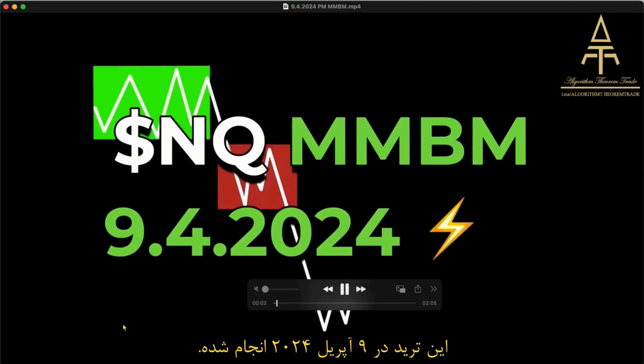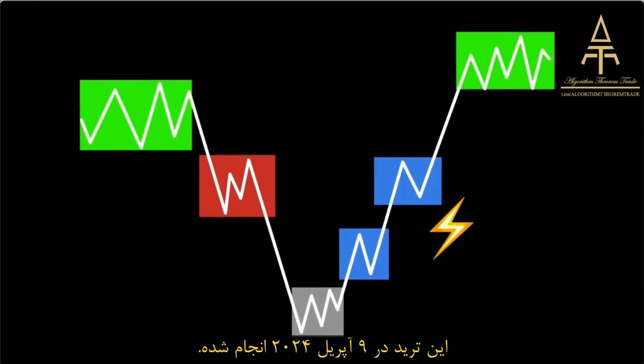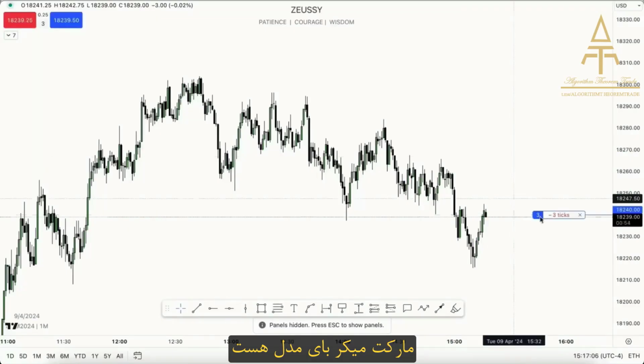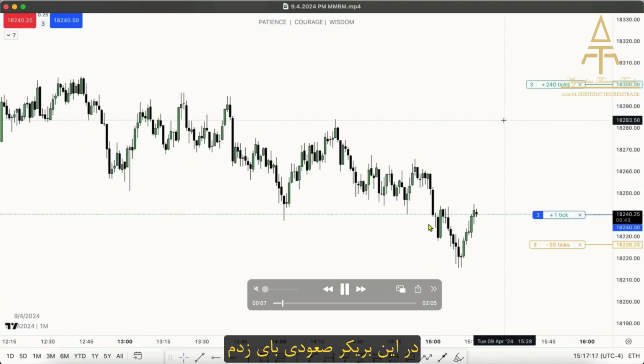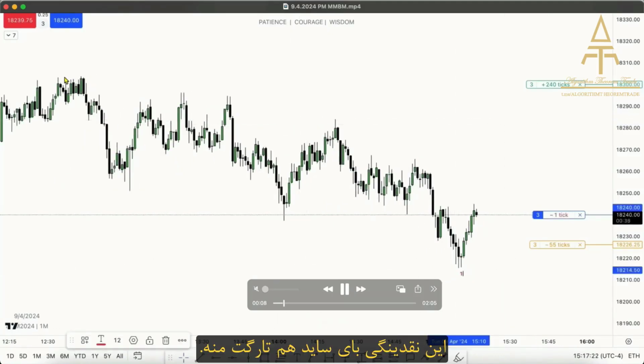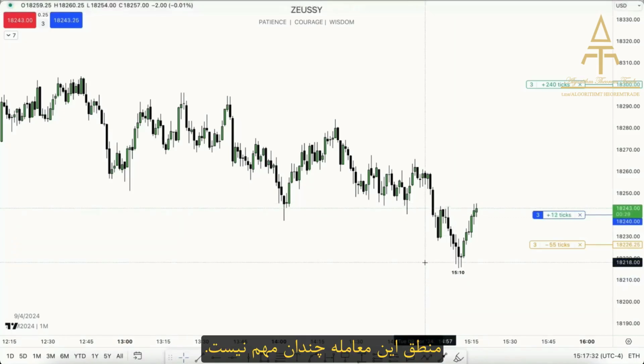We're now going to take a look at a long that I took on the 9th of April 2024. This was a market maker buy model. As you can see, I went long inside this bullish breaker, and I was targeting this buy side liquidity up here. The logic behind this trade itself is not that important.